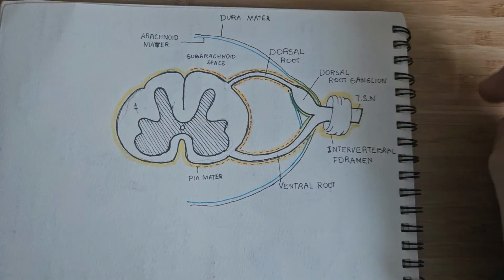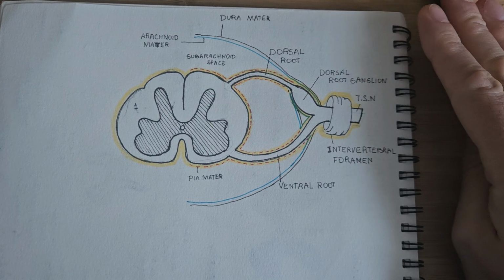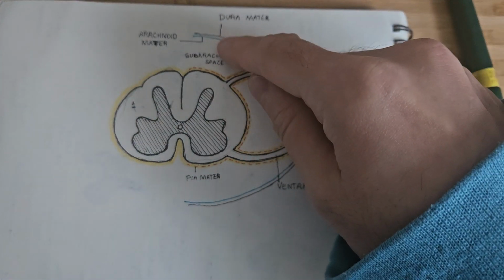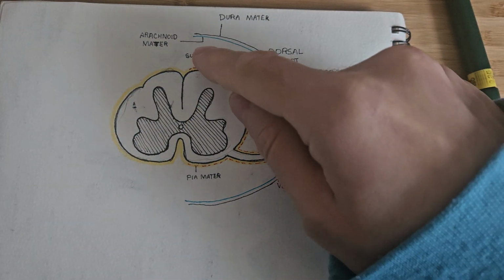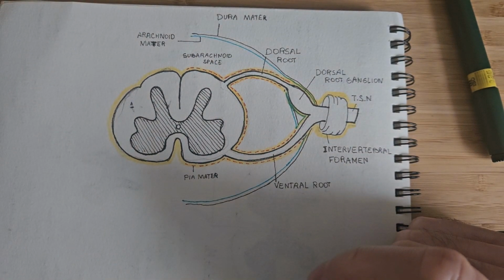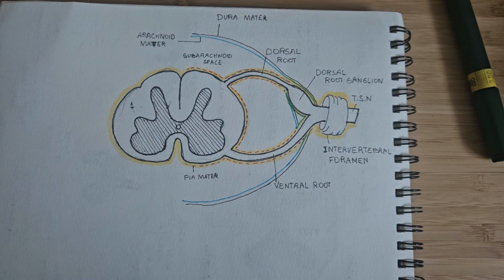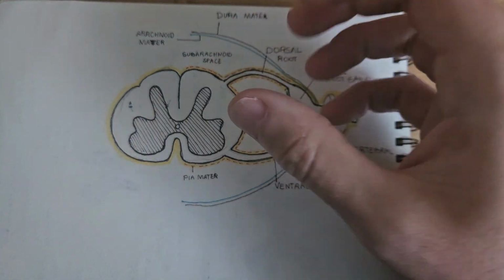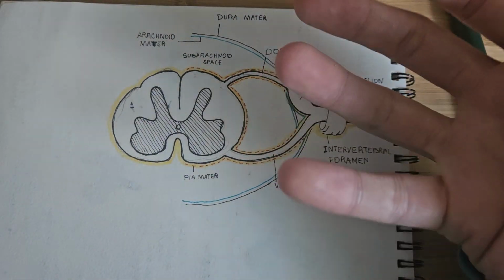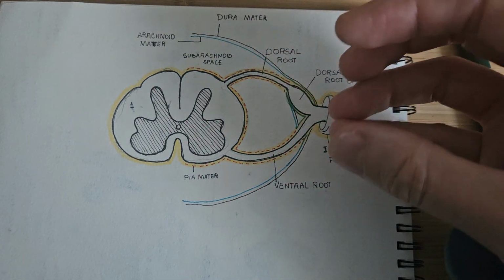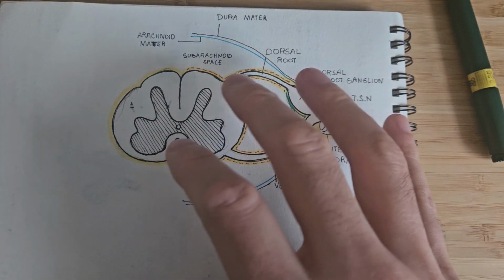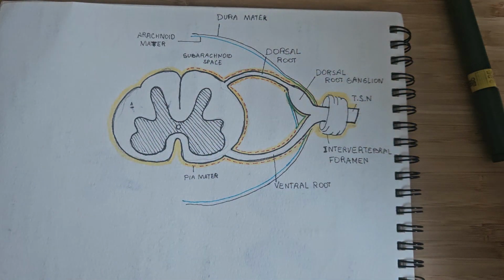About the subarachnoid space, this space, as I mentioned before, is between the pia and the arachnoid mater. What we are going to find in this space is the cerebrospinal fluid. And the cerebrospinal fluid has a function: it acts as a cushion for the spinal cord and the nerves, and it helps protect the structures from mechanical damage.